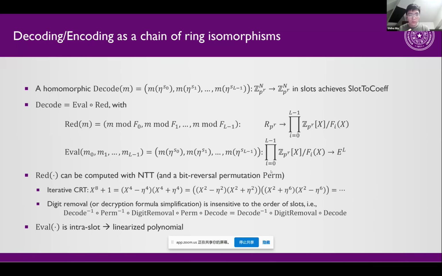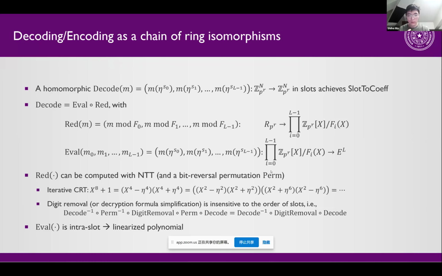And before considering slot to coef and coef to slot, we first consider the decoding and encoding functions. In fact, a homomorphic decode function in the slots is a candidate for slot to coef. And as we have discussed previously, a decode is the composition of two isomorphisms. The first one is the CRT isomorphism, where we reduce the plaintext polynomial modulo each factor fi.